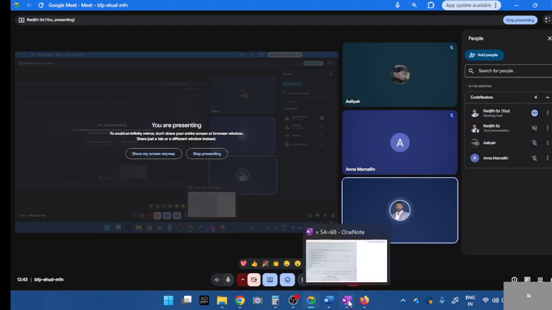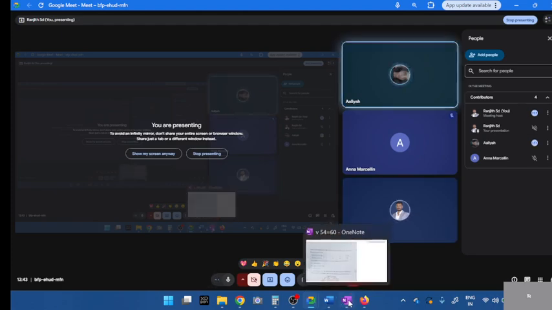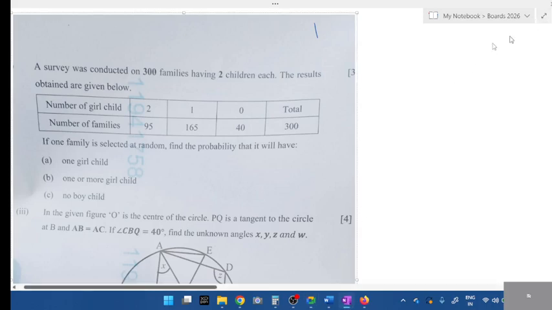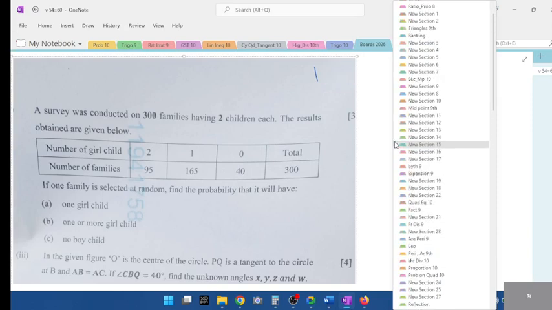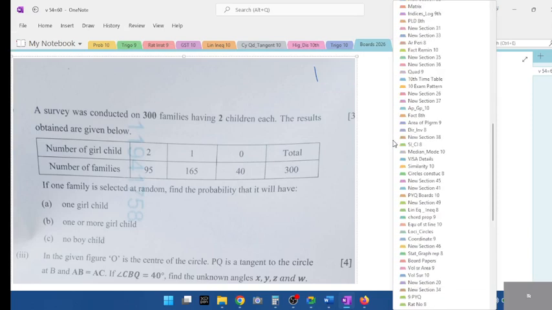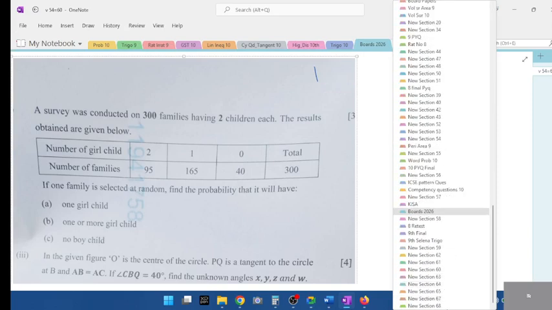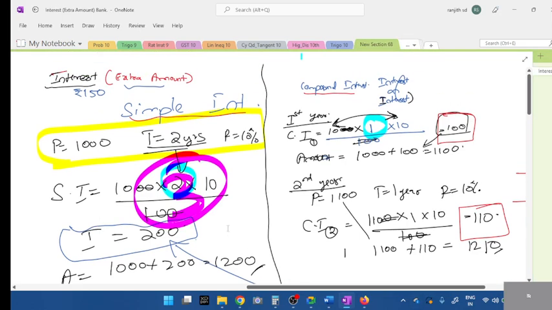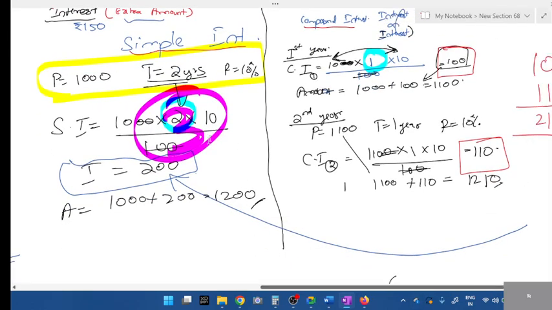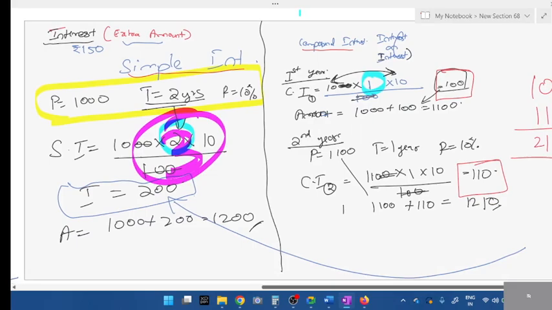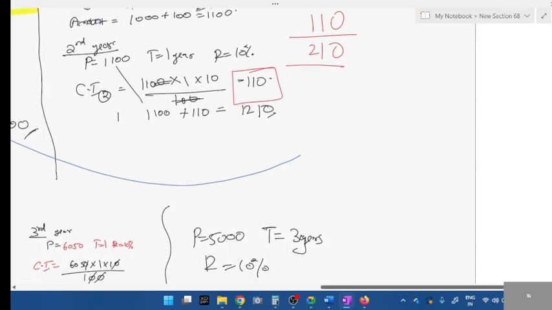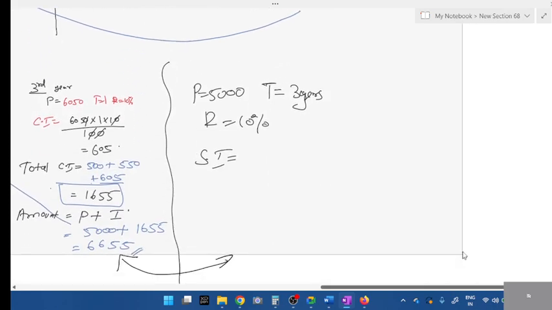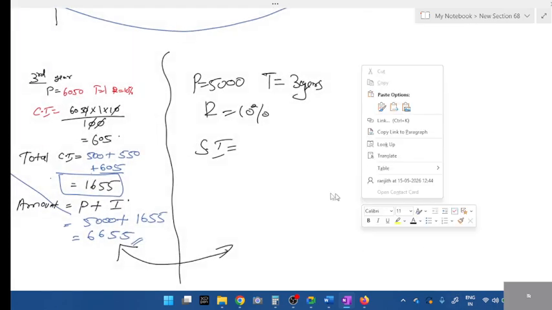Did you all understand how to solve compound interest, simple interest, and the difference between them? Okay, the difference is also done. What I did yesterday was just a basic introduction. Everything was a 1 year calculation. Now I'll teach you half yearly and quarterly calculations and all those things.